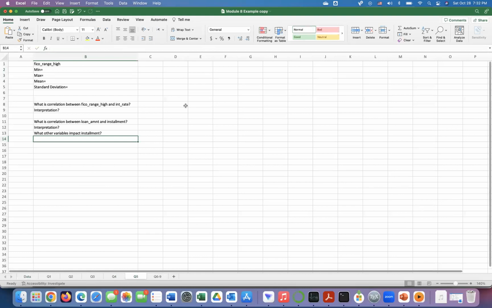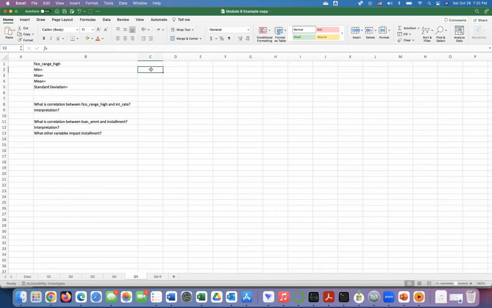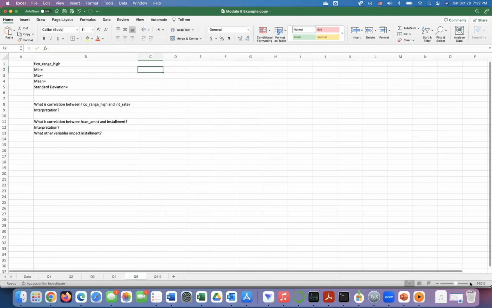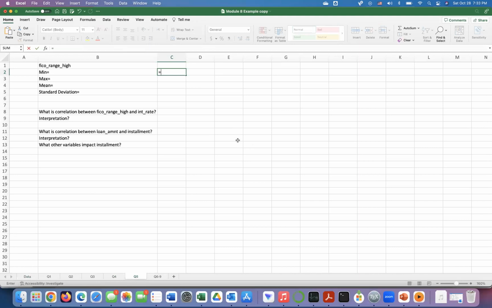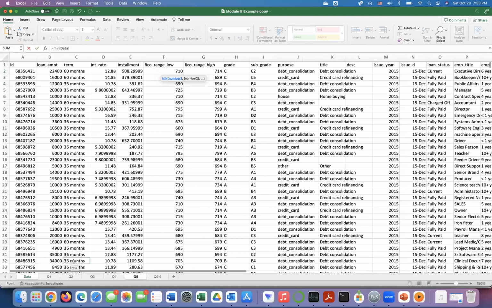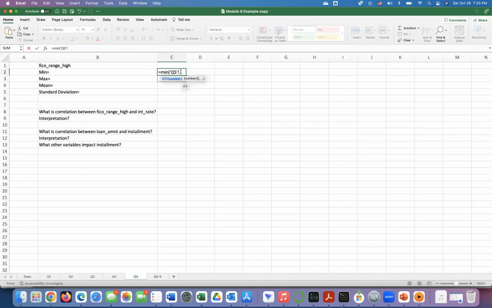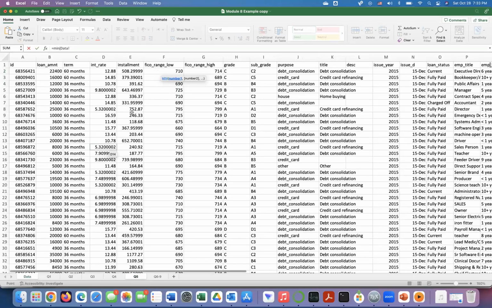Next question, question 5. FICO range. So this one starts from minimum and then maximum. Again, nothing crazy. I just want to get to know our data. Okay, so equals minimum, and then you go to tab data. So now we are doing minimum of, what was it? FICO range high, yes. FICO range high, we got to find that variable, FICO range high. FICO range right here, column G. So that's the minimum.